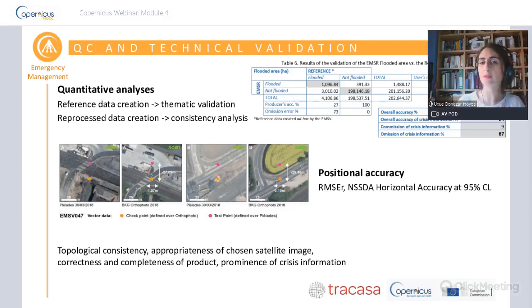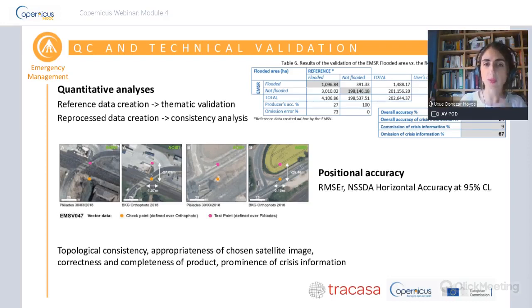When we have this situation, we can create reference data and carry out a thematic validation. Otherwise, we create the reprocessed data. We take the images used to create the product and make the crisis information based on those images, and we carry out a consistency analysis. And even more, sometimes we carry out a qualitative analysis of the products, bearing always in mind that the focus should be on the usability of the product.